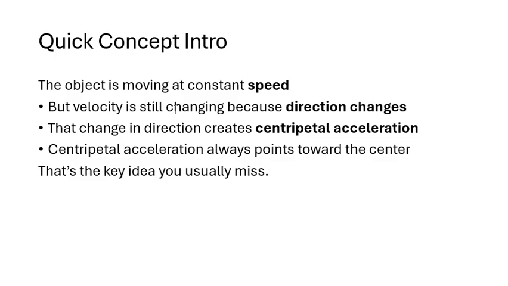So the object is moving at constant speed, but velocity is still changing because your direction also changes. That change in direction is going to create the centripetal acceleration. This is your quick concept review, actually, not intro. Of course, your centripetal acceleration is always going to point towards the center. I've already shown you a lot of animation there for you, and that's a key idea you usually miss. Okay, so make sure you study all your definitions. I'm trying to give you all the concept definitions.